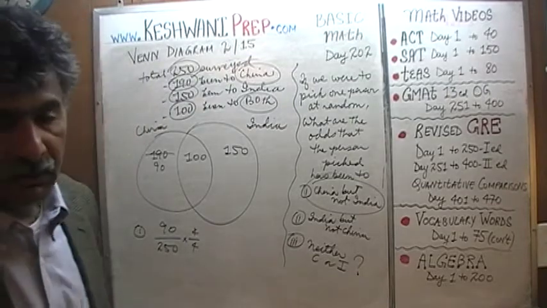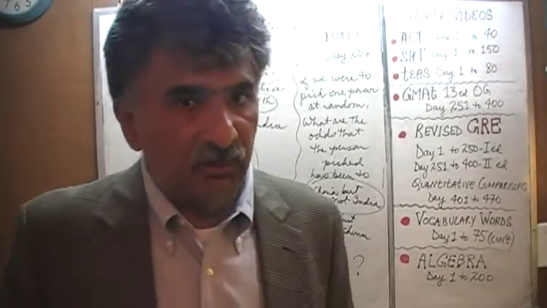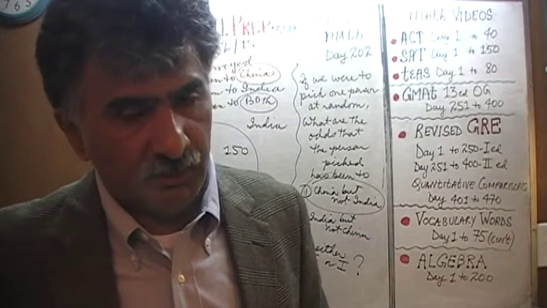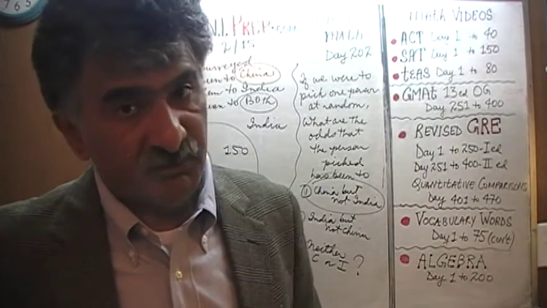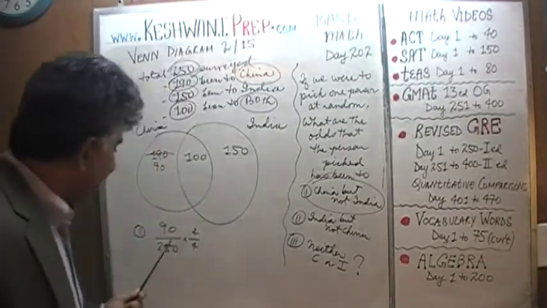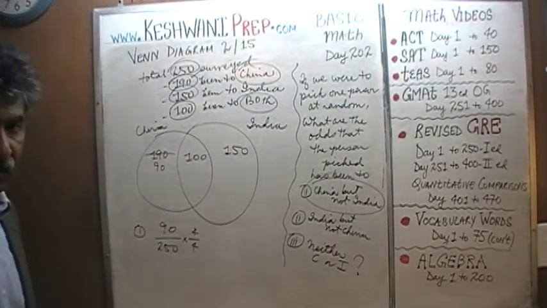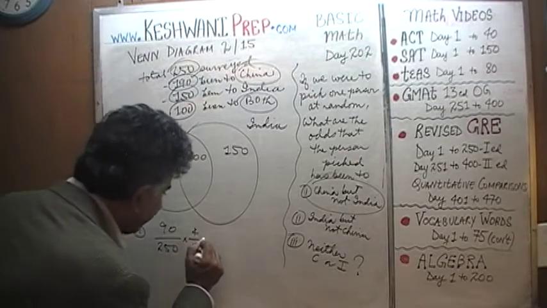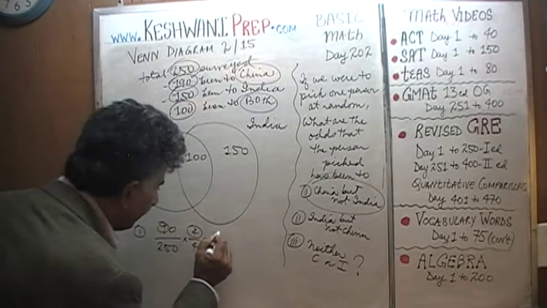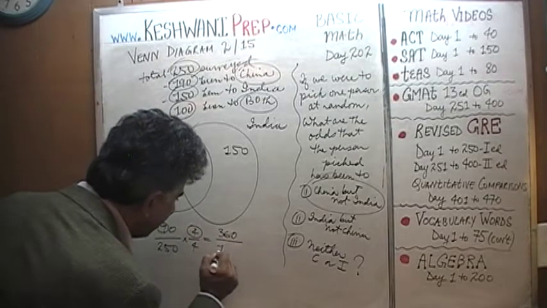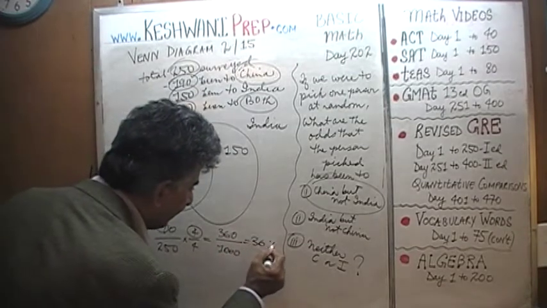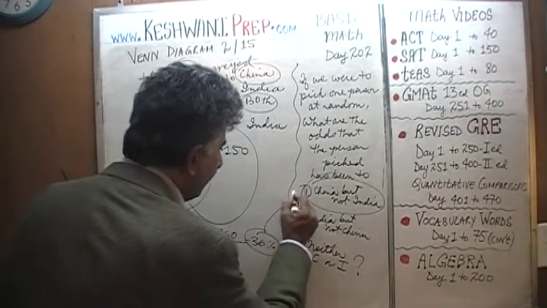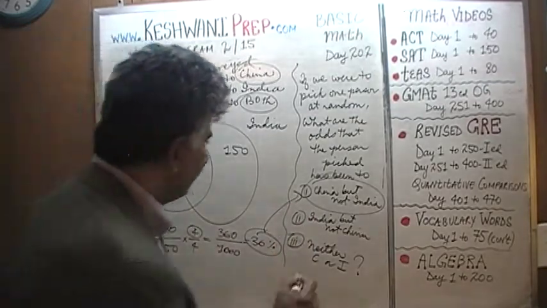If you can convert the denominator into 100 or some multiple of 100, 100 or 1,000 or 10,000, or something as close to 100 as possible, as quickly as possible, then that's what you should do instead of wasting your time with this fraction here. Let's multiply top and bottom by 4. 9 times 4 is 36, so it's 360 over 1,000. That's it, you're done. What are the odds that a person picked at random has been to China but not India? The answer is 36%.